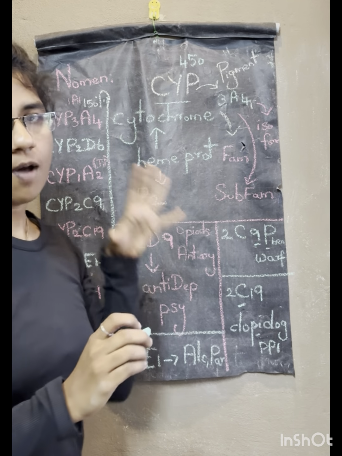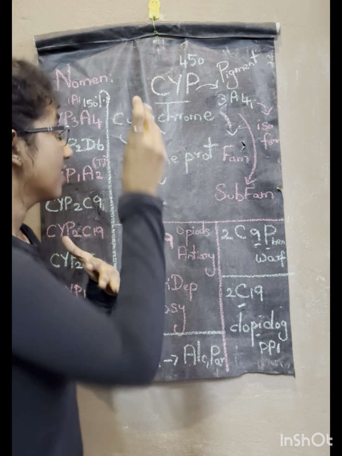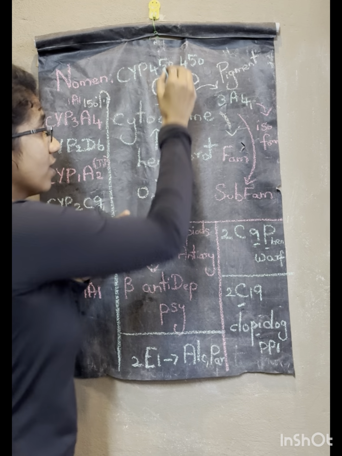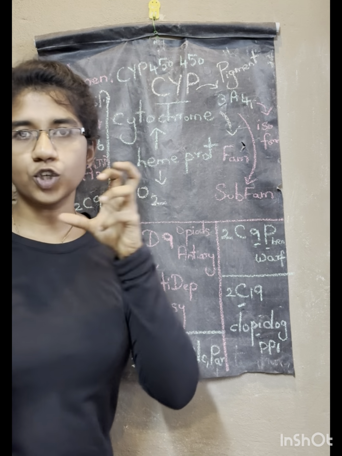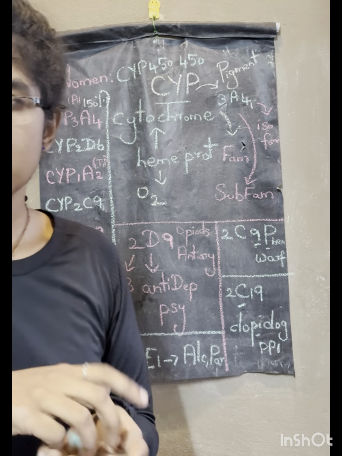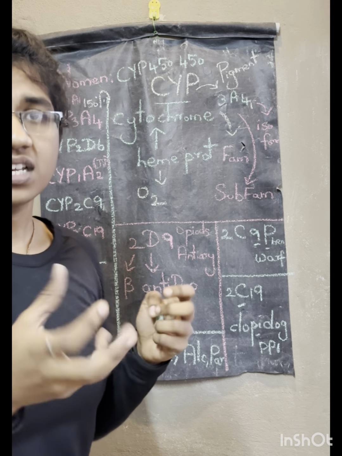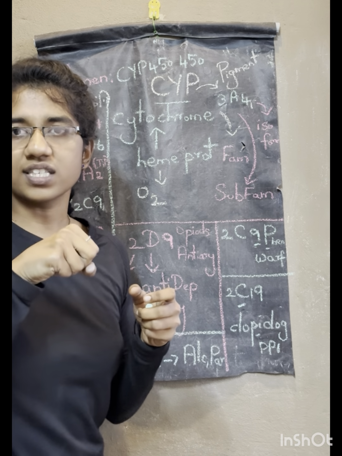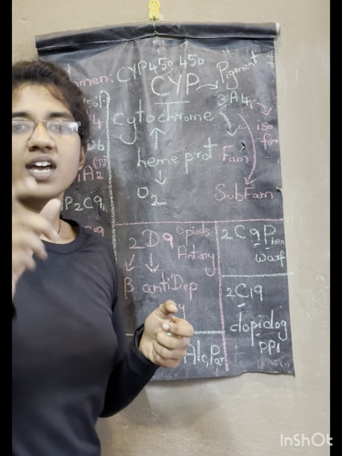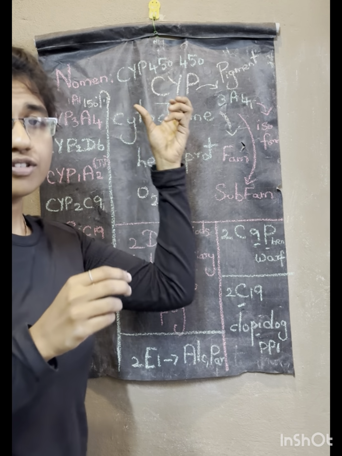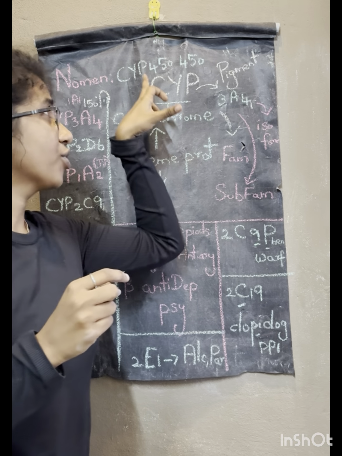So first of all, nomenclature: why it is named so. These are CYP 450 enzymes. CY stands for cytochrome. We all know that cytochrome is a heme protein. So why is there a need for heme here? Because CYP enzymes mainly mediate the oxidation process, so obviously they have to carry oxygen, right? We all know that heme is mainly for carrying oxygen. So that is the purpose of cytochrome here.